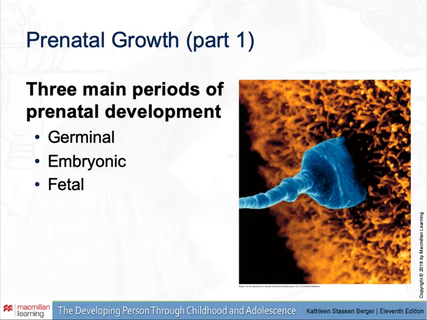All right, we'll start with prenatal growth. There are three main periods of prenatal development. The first is the germinal period. This is the first 2 weeks of prenatal development after conception, characterized by rapid cell division and the beginning of cell differentiation. Implantation begins within 10 days after conception. The developing organism burrows into the uterus, where it is protected and nourished.